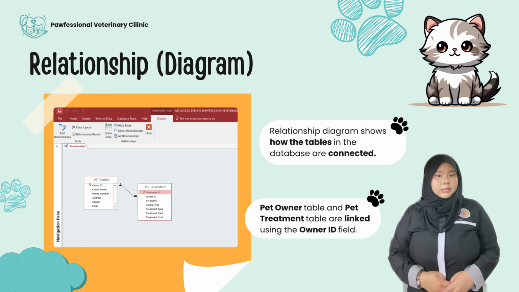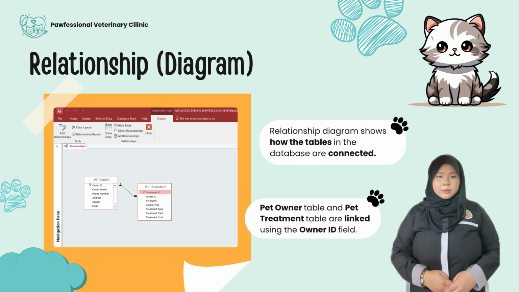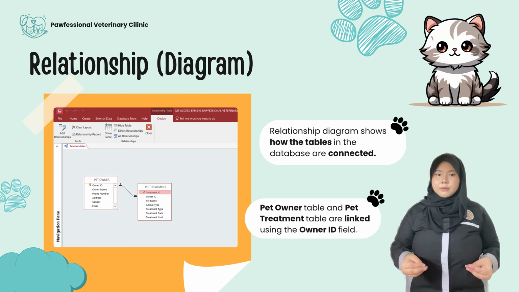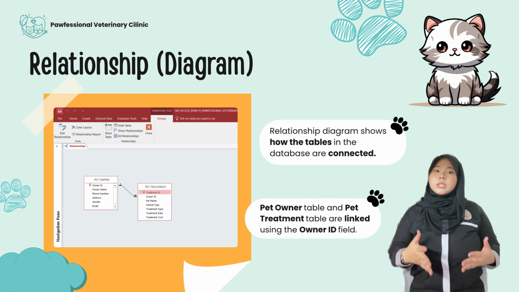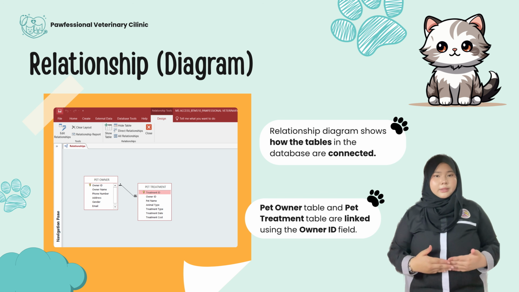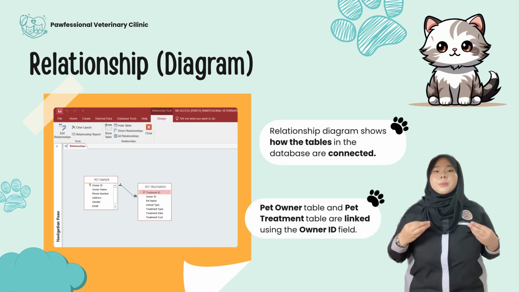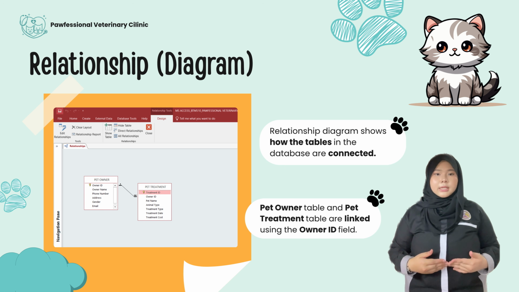Moving on, I will explain the recommendation to overcome the problems through the use of relationships in Microsoft Access. The relationship diagram shows how the tables in the database are connected. In this system, the pet owner table and the pet treatment table are linked using the owner ID field. This connection helps the clinic store data in separate tables while keeping the information organized and connected.